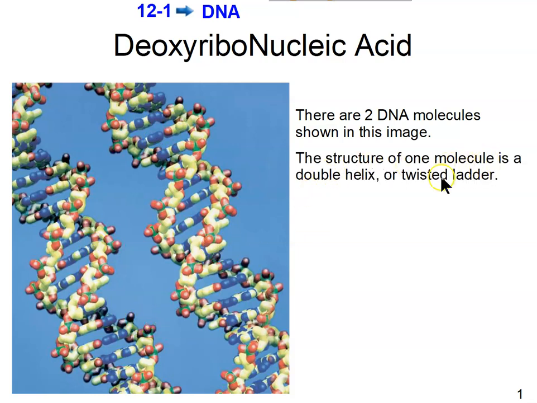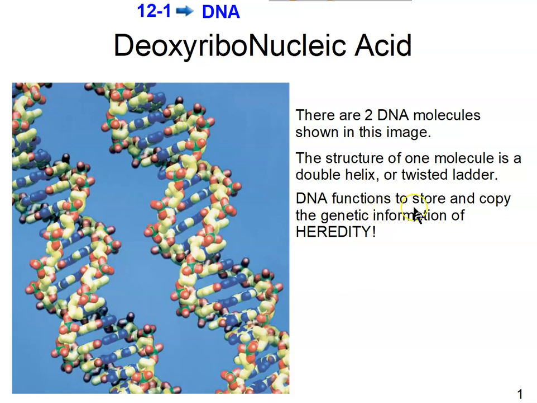The structure of one molecule is a double helix, or a twisted ladder. Most often described, if you don't call it a double helix, then it's described as a twisted ladder. Double because there are two strands that are twisted around each other. That's the helix part.